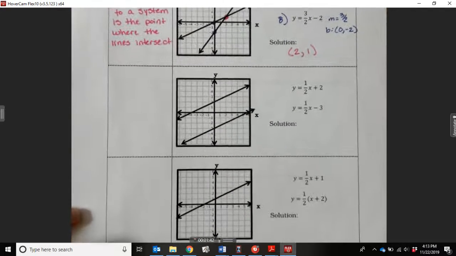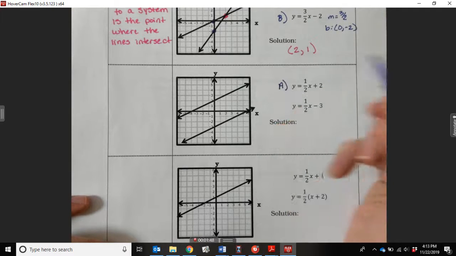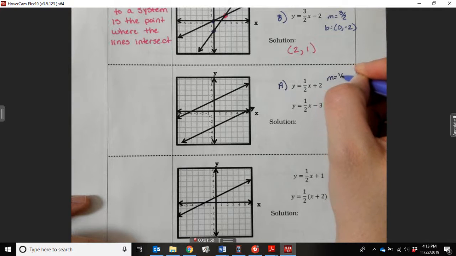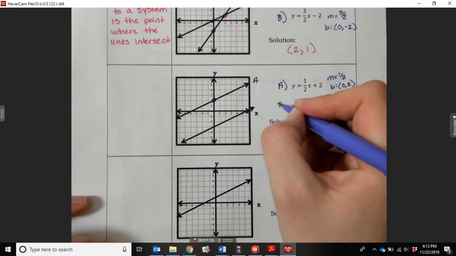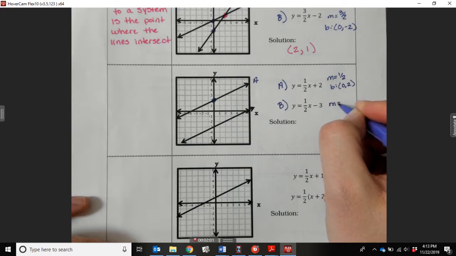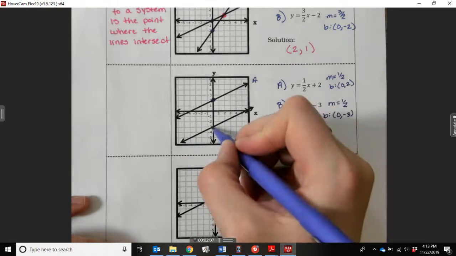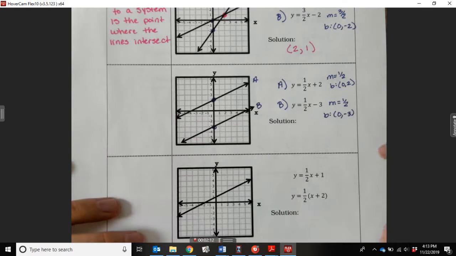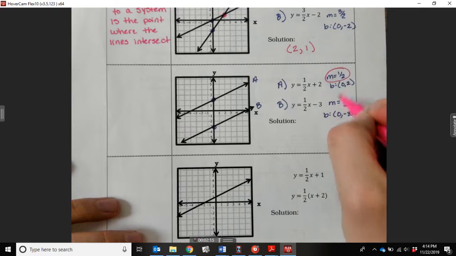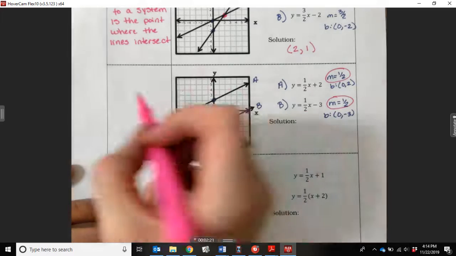The next one, I again have two equations. This one here, I'm going to label it as A. My slope is 1/2 and my y-intercept is (0, 2). So that means it's the one that starts up here at 2. And then this one I'm going to label as B. My slope is 1/2 and my y-intercept is (0, -3). So it's the one that starts down here. And you should notice a couple things. First of all, my slope for both of them is 1/2, so that means these lines are parallel.